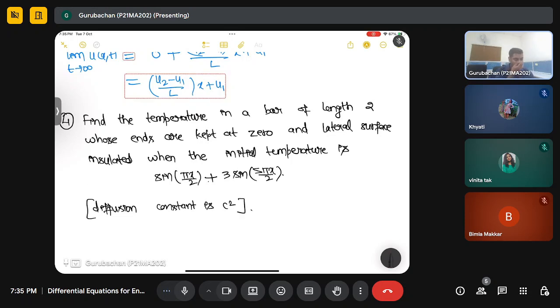This is a simple problem. You just have to construct its heat equation, then you get your answer directly with some little manipulation. So try it on your own, then we will discuss.